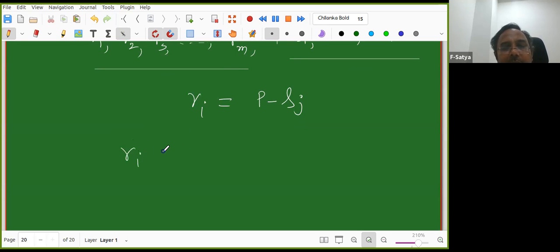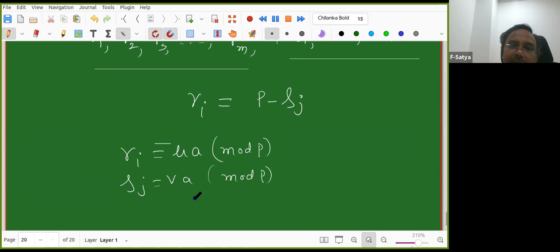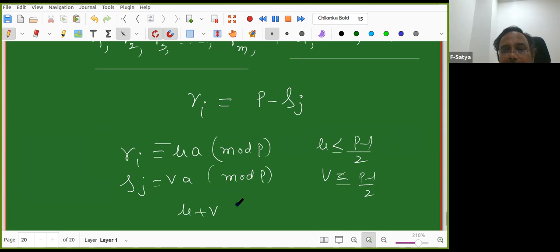But Ri is actually what? It actually comes from UA. A is multiplied by U and taken modulo P, correct? It is a remainder. Sj is also like that, some VA modulo P. A multiplied by some B and you get it, right? But U is less than or equal to P minus 1 by 2, and V is also less than or equal to P minus 1 by 2. A is multiplied up to 1 to P minus 1 by 2. So now what can we say about U plus V? It is less than P minus 1. Are you able to see that?